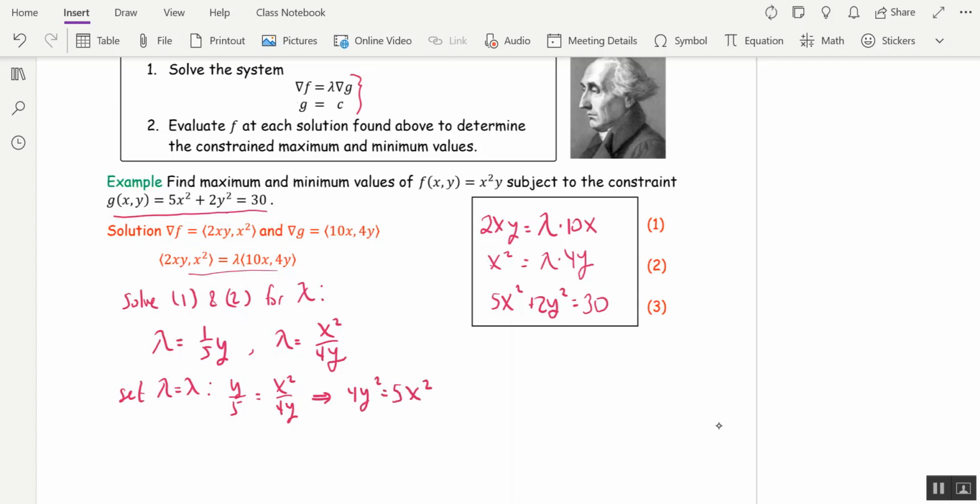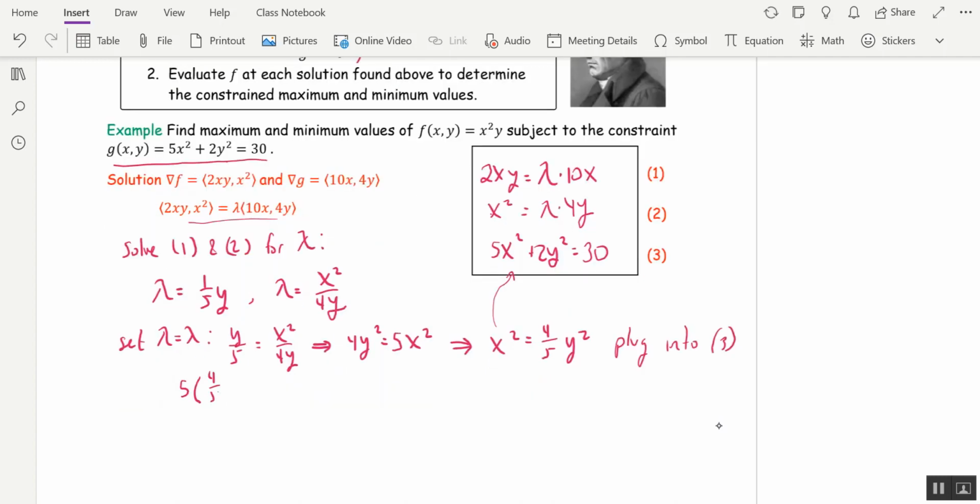So I could solve for y squared or x squared. I'm going to solve for x squared. This implies x squared is 4/5 y squared. The reason I'm not solving all the way for x, I will eventually, but I want to use equation 3. Equation 3 has x squareds and y squareds in it. So I'm going to plug that into equation 3, and I get 5 times 4/5 y squared plus 2y squared is 30. That gives me 6y squared is 30 after I clean up. Divide both sides by 6, then take plus or minus square root. y is plus or minus root 5.